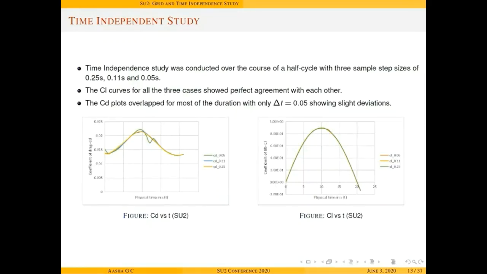Similarly, time-independent study was conducted over the course of half cycle for dynamic case with 3 sample step sizes of 0.25 seconds, 0.11 seconds, and 0.05 seconds. The CL curves for all the 3 cases showed perfect agreement with each other, and the CD plots were seen to overlap for the most of the duration. Only the CD plot for the time step of 0.05 second showed slight deviations.